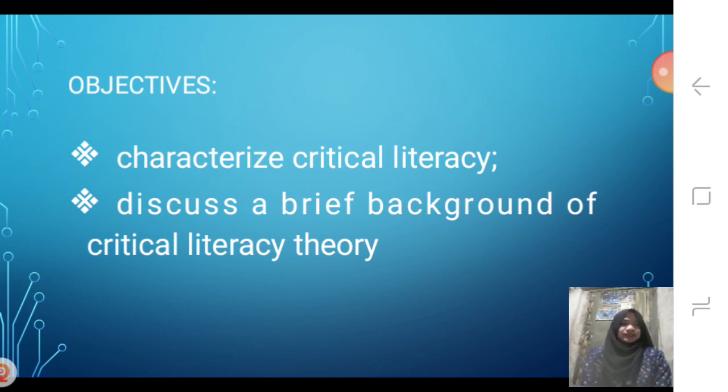First is to characterize critical literacy. Second one is to discuss the brief background of critical literacy theory.